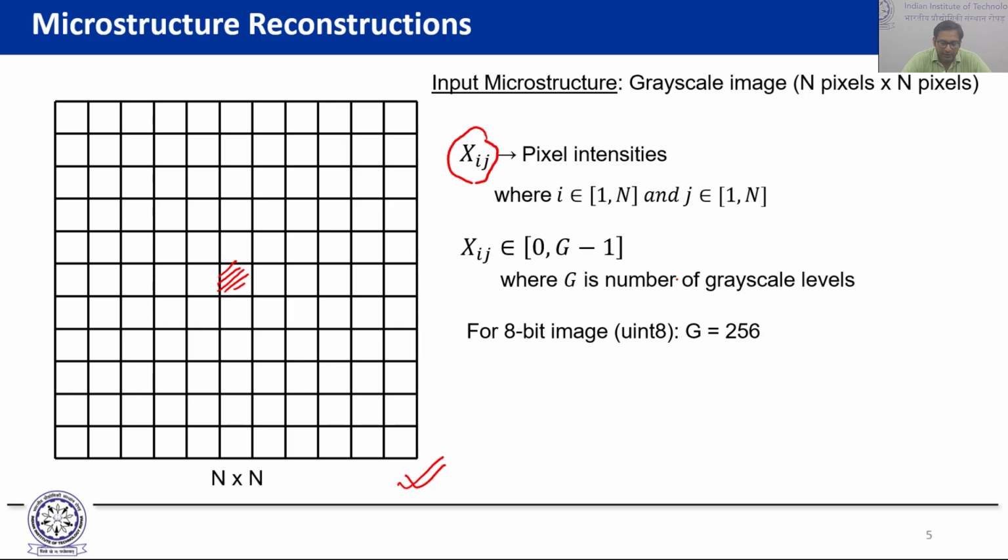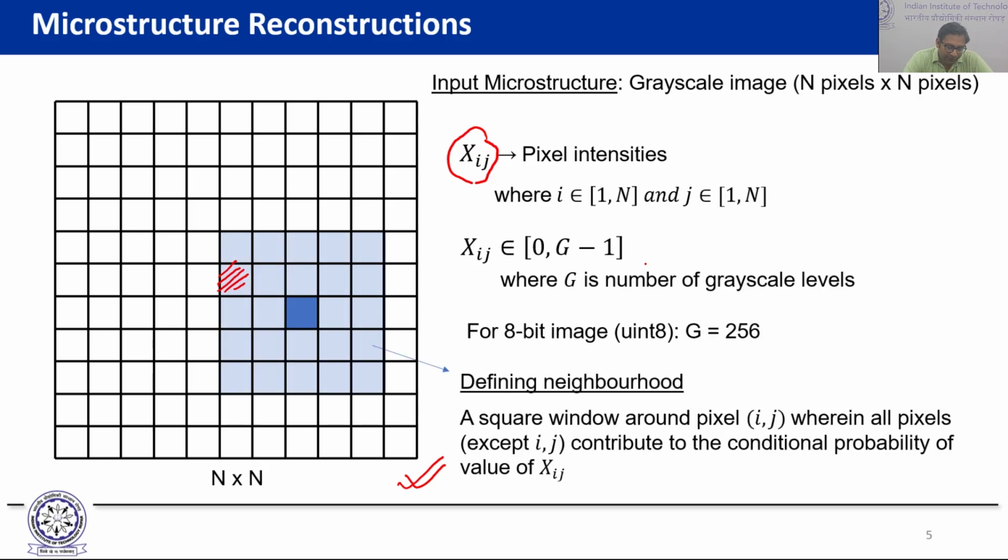So for instance, if you have a situation where the number of grayscale levels is 256, which is the case for an 8-bit image, remember 2 to the power 8 is 256, right? So when the total number of grayscale levels is 256, then the value of xij is going to range from 0 to 255. So this is basically how you are assigning the values to the different elements of the matrix. They are essentially going to be the pixel intensities.